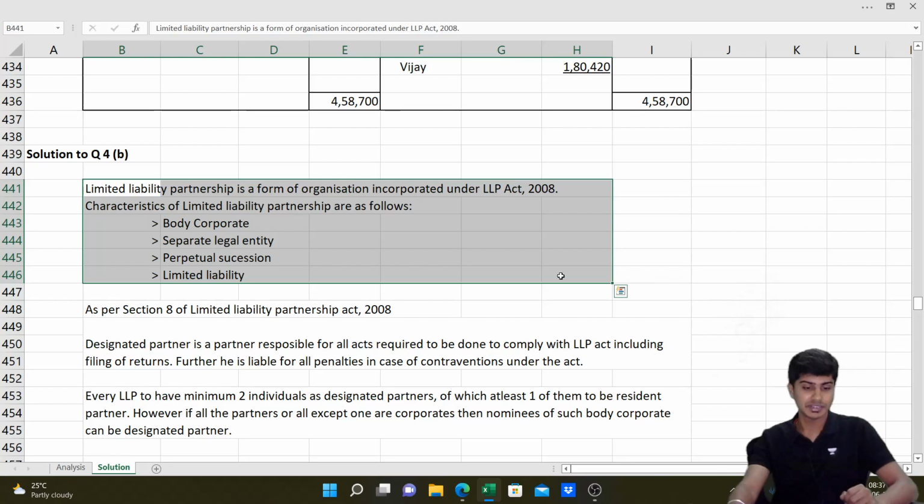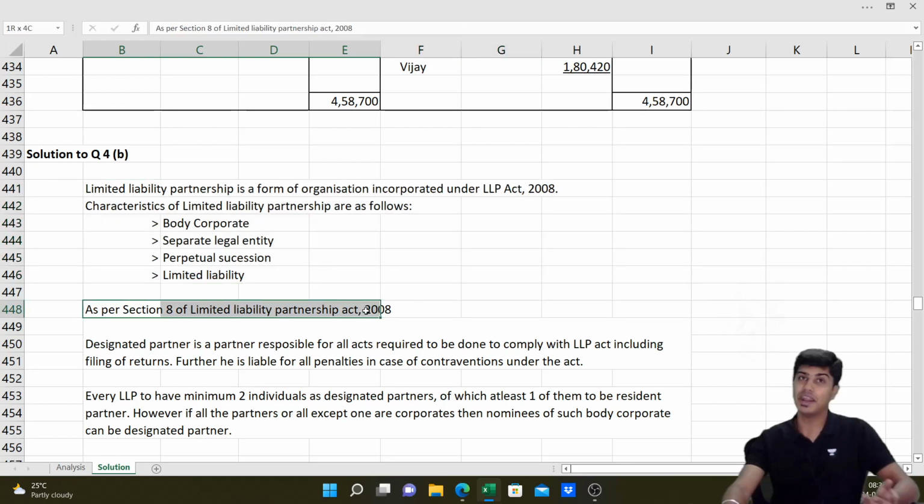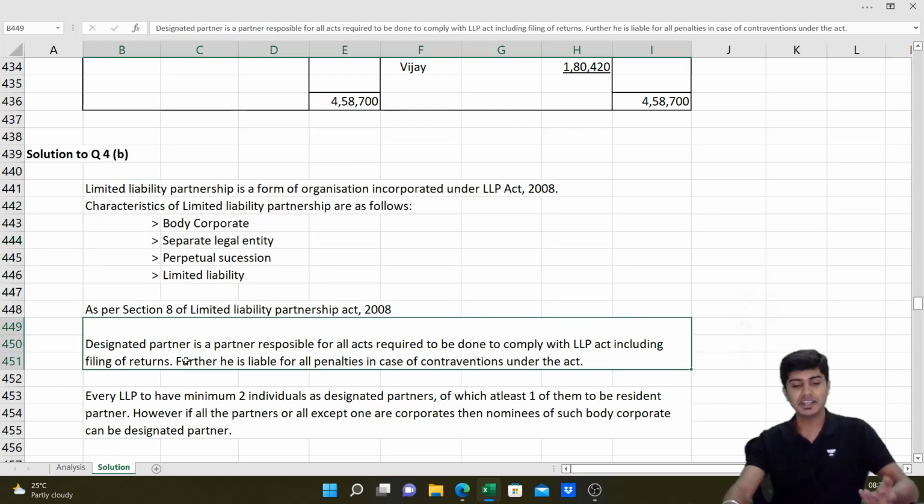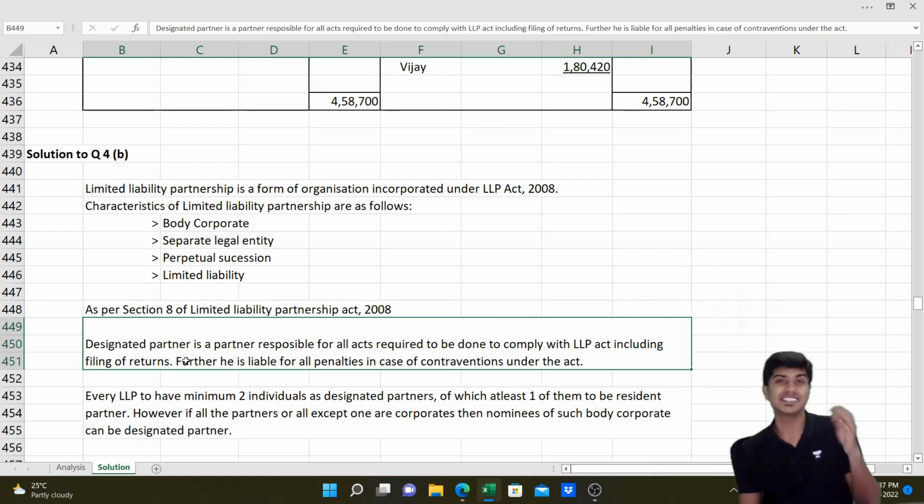As per Section 8 of the Limited Liability Partnership Act 2008, a designated partner is a partner responsible for all the acts to be done to comply with the LLP Act, including filing returns, maintenance of books, everything. Further, he is liable for all penalties and all contraventions under this Act. Every LLP should have two individuals as designated partners. However, if all the partners or all the partners except one are other than individuals, then such body corporate should nominate a person as designated partner.